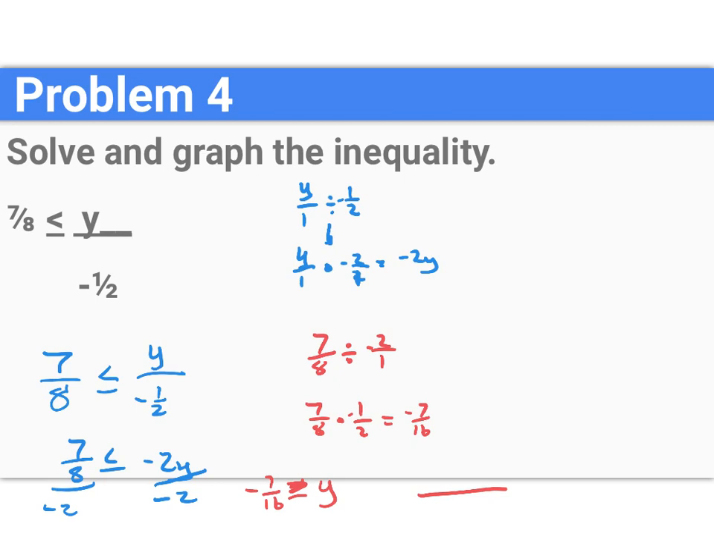So 7/16 is right less than a half of 1. So I'm going to put 0 and 1. And 7/16 is closer to 0 on the half side than 1. Because 8 over 16 would be 1/2. So negative 7 over 16. Open circle. The sign flipped, went to the right. All numbers bigger than negative 7/16.